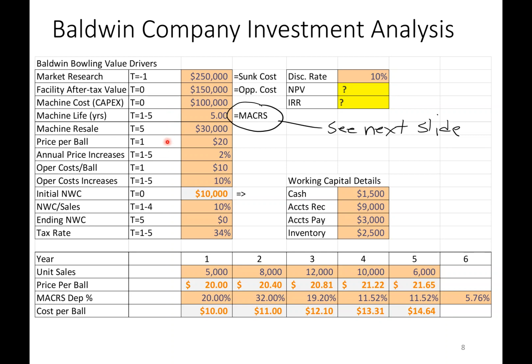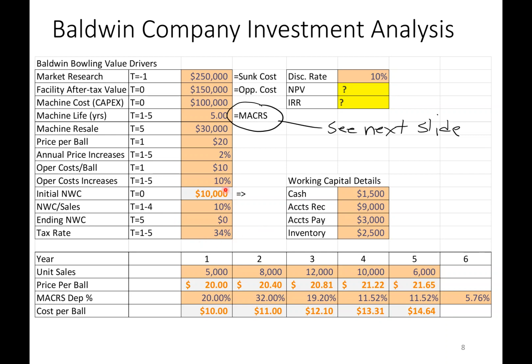I'm going to price the balls at $20 in year 1. The price will increase by 2% a year. My Opex cost per ball is going to be $10, and due to some manufacturing shortages and supply, that cost is going to increase by 10% a year. I'm going to need initial working capital today of $10,000, and then in the future it's going to be 10% of that year's sales. My net working capital at the end of the 5th year will be 0, and I'm going to use a tax rate of 34%.